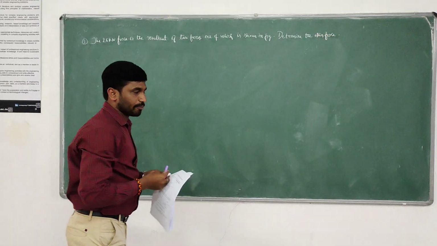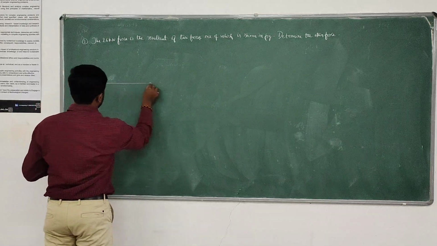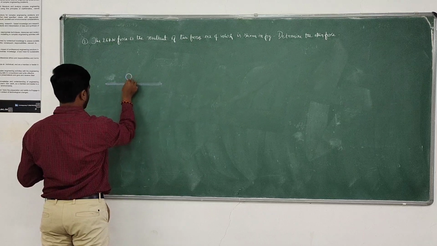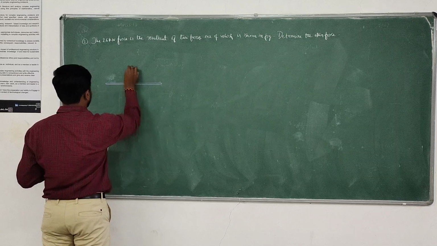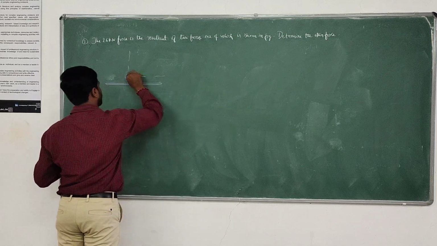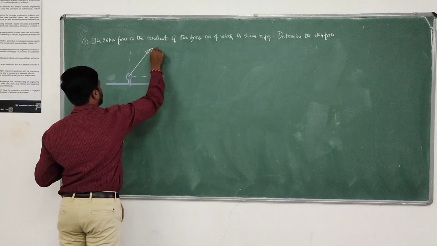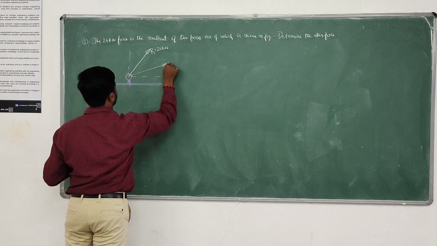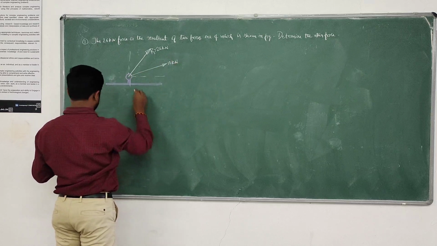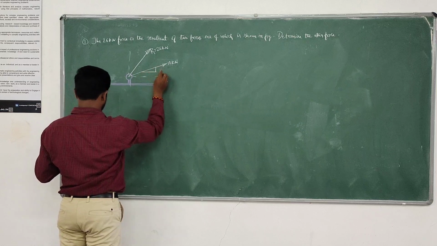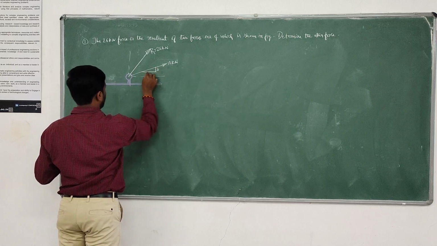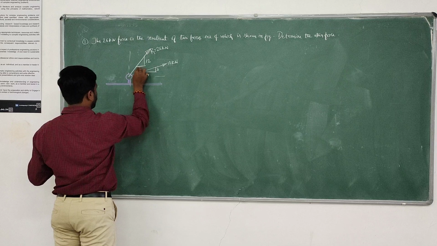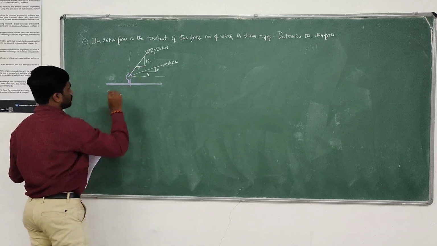This is also a very important problem. Here the figure is given, in which the 26 kilonewton force is the resultant of two forces. One force is given, that is 10 kilonewton. Here also the slopes are given, 12 and 5. So this is the given problem.